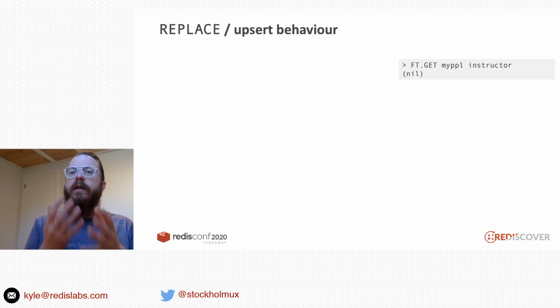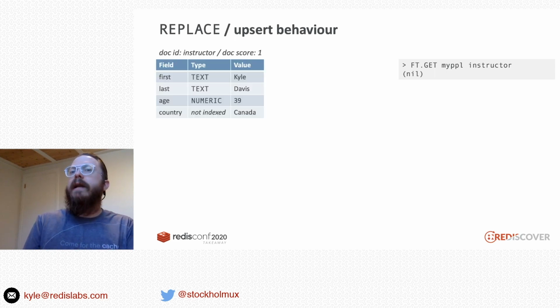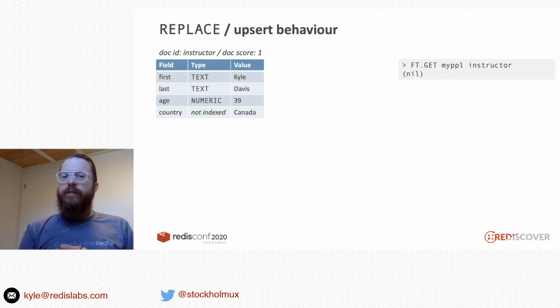We know at this point that that document doesn't exist. So let's add it. This is the information we want to add to it. We have our doc ID instructor. Our doc score is 1. We have first name, last name, and age, and those are all indexed fields in text and numeric. And then we have country, which is a non-indexed field that we're adding along to that document.